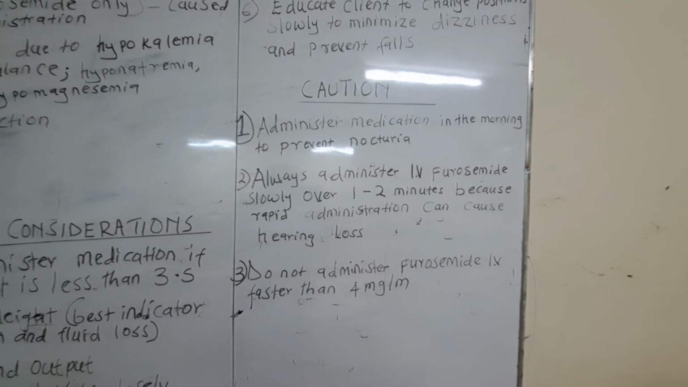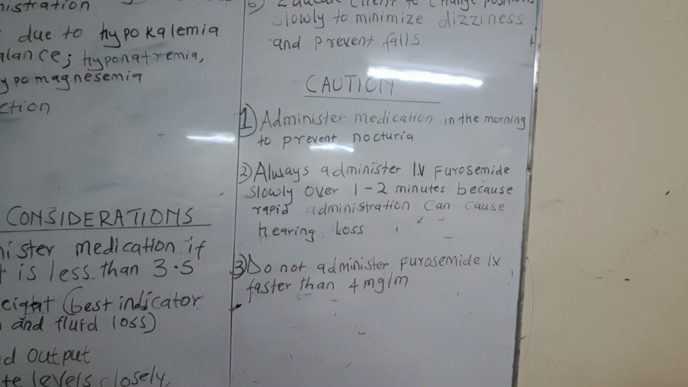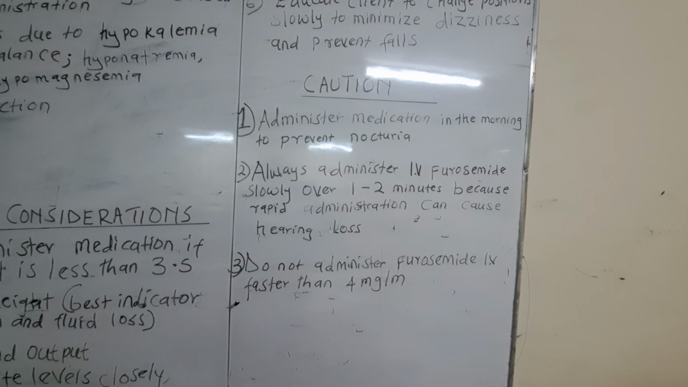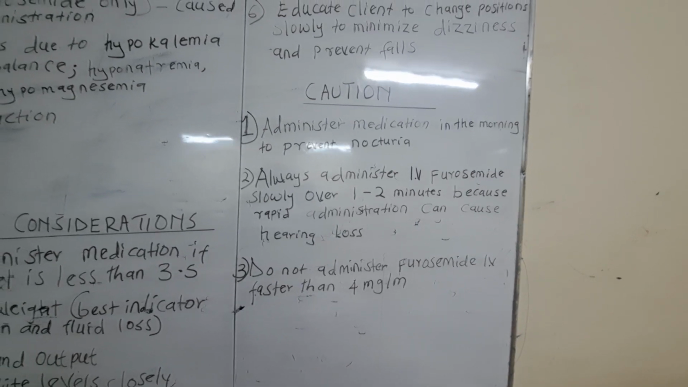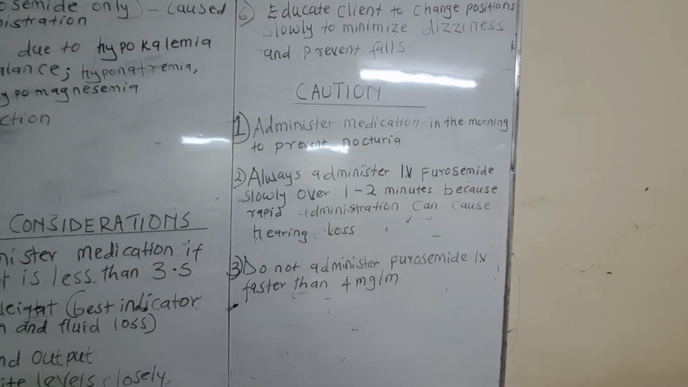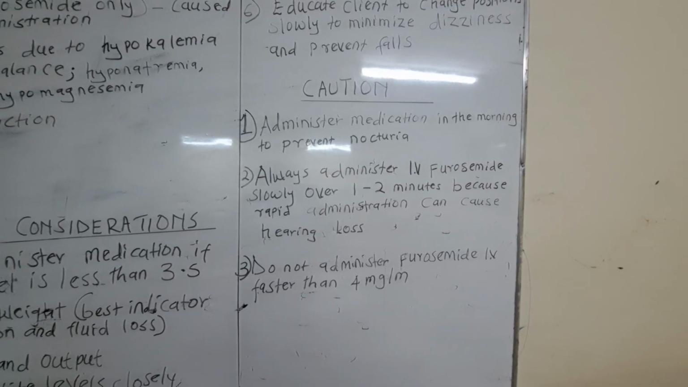And then always administer IV furosemide slowly over 1 to 2 minutes, because rapid administration can cause hearing loss. That is ototoxicity. And then do not administer furosemide IV faster than 4 milligrams per minute.